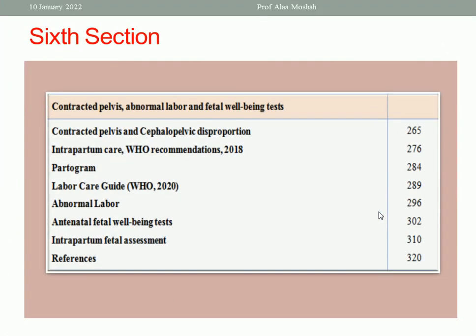Let us go to the sixth section, which includes contracted pelvis and cephalopelvic disproportion, the intrapartum care, and what about the WHO recommendation in 2018. Then going through the partogram and the updated partogram, or the change recommended on the partogram by the WHO, what is called the Labor Care Guide, published in 2020.